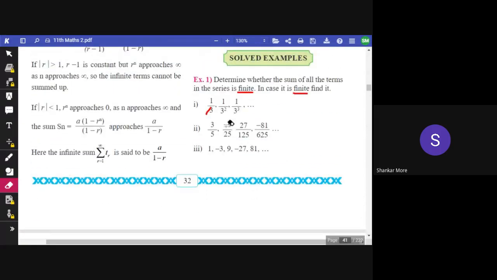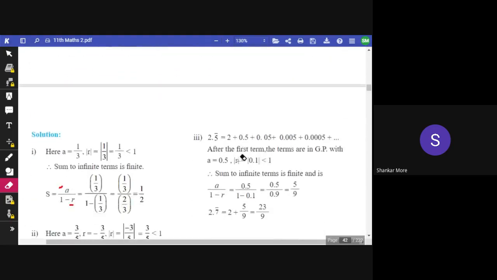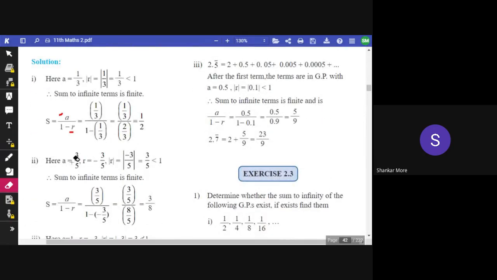For the second series, let us see: 3 by 5, minus 9 by 25, 27 by 125, and minus 81 by 625. Okay, 625. Here A is 3 by 5 and R is minus 3 by 5. But we take mod. Mod means positive value. So the mod of R becomes 3 by 5, which is less than 1.